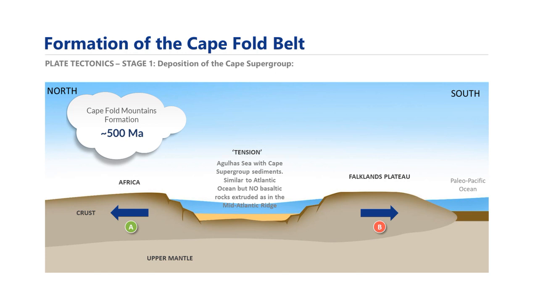collected the Cape Supergroup sediments, sandstones, and then mostly shales and mudstones higher up. But no basaltic rocks were intruded as in the Atlantic Ocean. But other than that, it was very similar to the opening of the Atlantic, upwelling in the mantle, but it basically failed, because already at that stage there was an ocean on this side, the Paleo-Pacific Ocean, which was doing a full-on oceanic separation with volcanoes and basalts coming out.